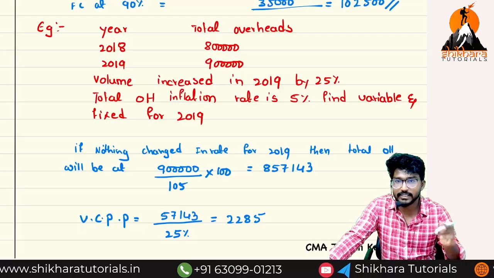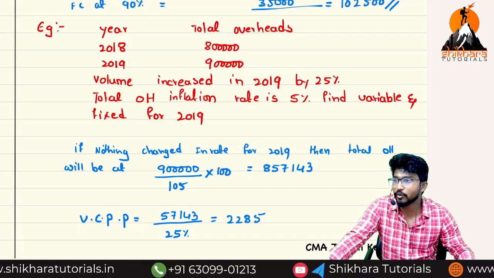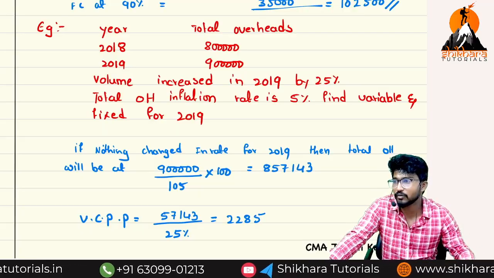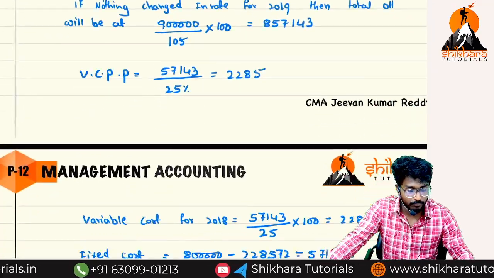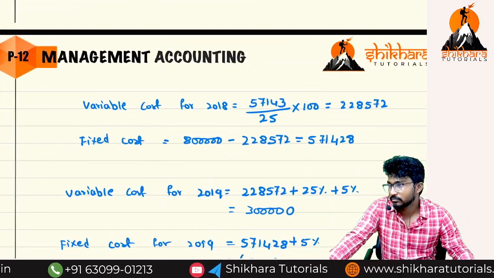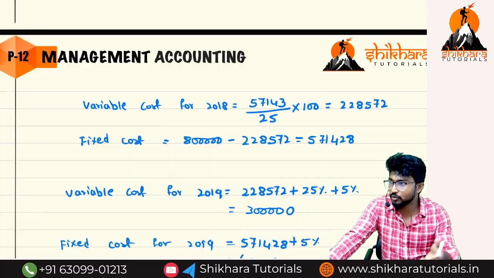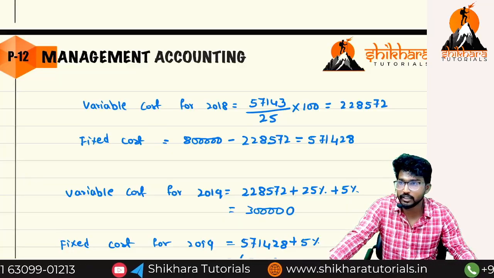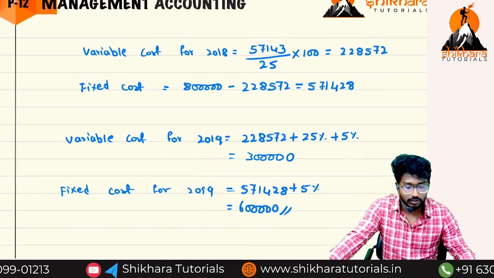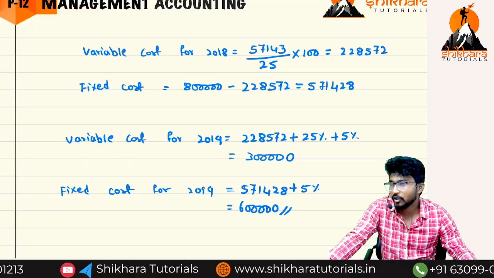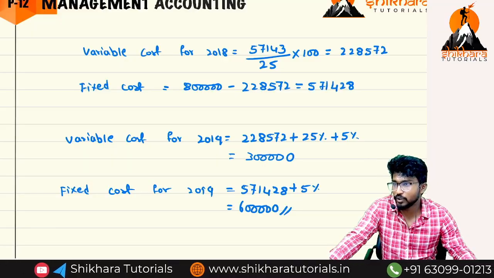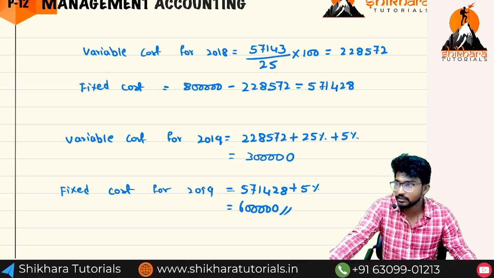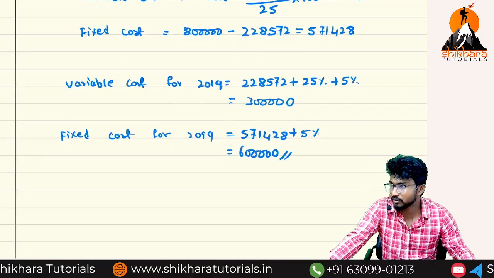Now for 25% change, the amount is changed by how much? 57,143. For 100%, what is the amount? 2,28,572. Now 100% is nothing but 2018 only. For 2018, what is the variable cost? 2,28,572. Fixed cost, how much is it? Out of 8 lakhs, 2,28,572 is variable cost. The balance is fixed cost.